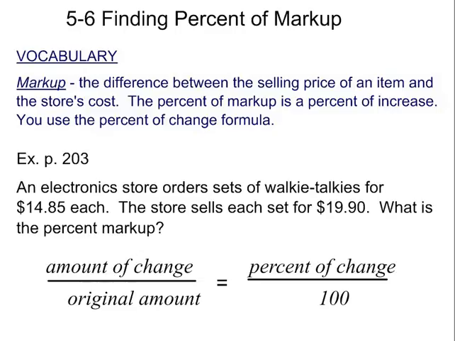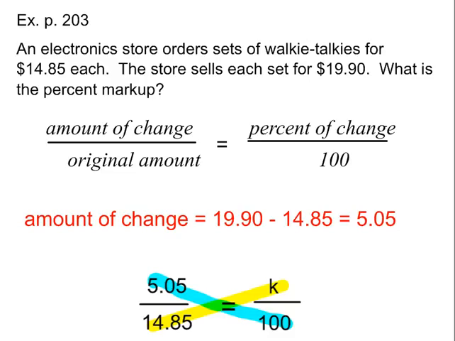Well, all we have to know is the difference between what they bought it for and how much they sold it. And then you divide that by the original amount. And then we have the same proportion with the percent of change over 100 on the right-hand side like we've had in the other problems. Okay, if we look at the numerator, it says the amount of change. What is that? Well, we have to see the amount of change between what they bought it for and what they sold it for. So that's right here.